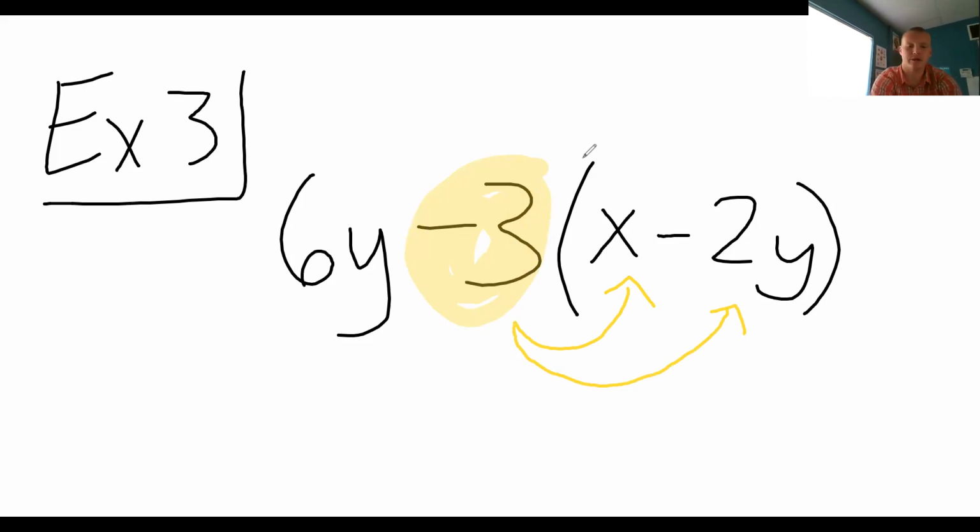So I'm going to write this out below. So I have 6y, that stays the same. And then when I multiply negative 3 times x, Logan, what's that going to be? Negative 3 times positive x. Yep, negative 3x. Good, negative 3x. And then when I multiply negative 3 times negative 2y, Ellen, what am I going to get?